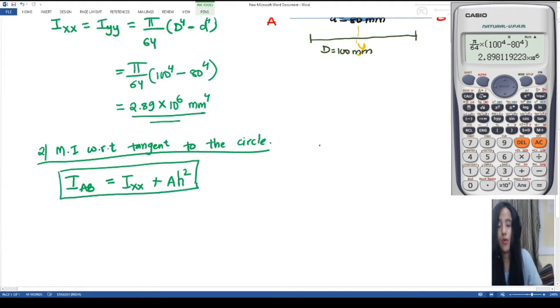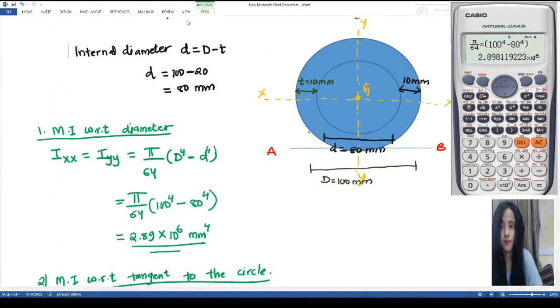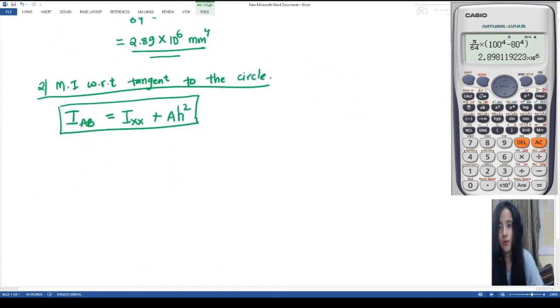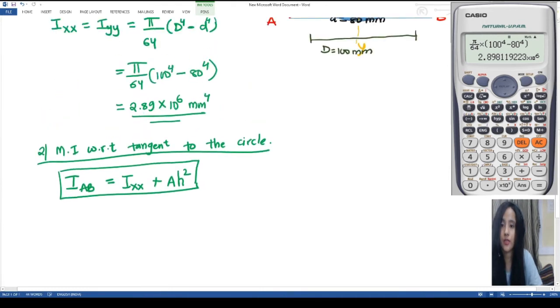Now what will be the distance h here? The distance h will be the distance between these two parallel lines, which is this distance h, and this h will be equal to the external diameter of the circle divided by 2, which is equal to 50 mm. Now let us further solve. We have already found Ixx, which equals 2.89 into 10 raised to power 6.